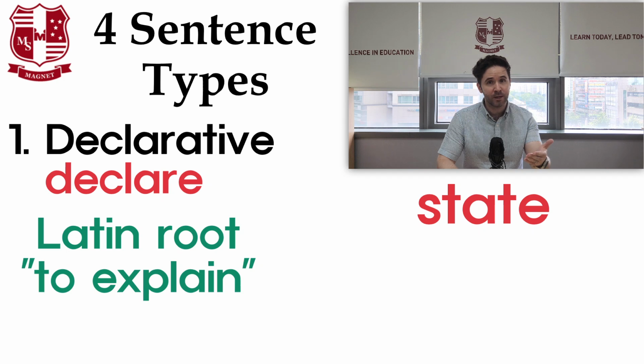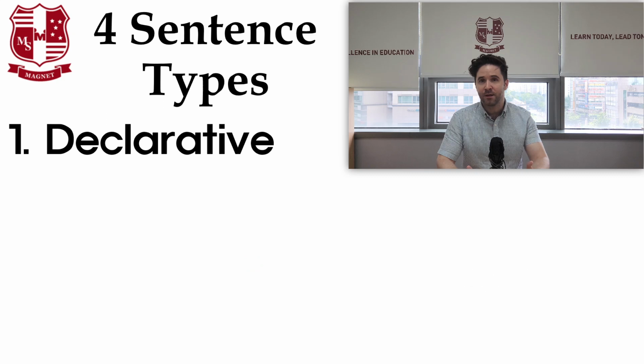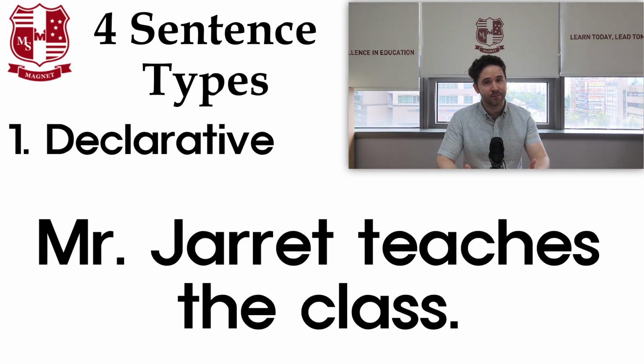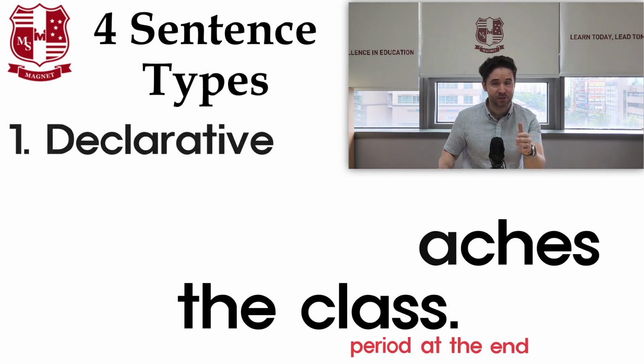There's another term that you may have learned already. It's statement. You are stating something or declaring something. You are just giving information about something. For example, we can say, Mr. Jarrett teaches the class. This is a very basic sentence. Mr. Jarrett is the subject. What does he do? Teaches the class. That's just a fact. That's just information I am declaring or stating. That is a declarative sentence. And as you notice, a declarative sentence needs what type of punctuation at the end? It needs a period. So remember that when you're writing your sentences also.